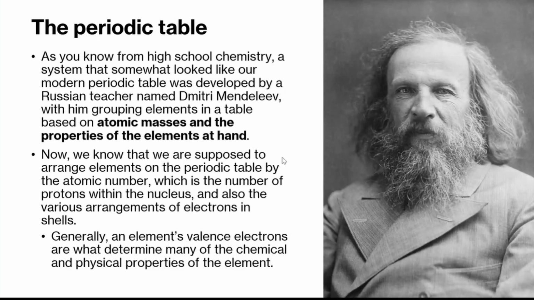So we're going to go over the periodic table at first. As you know from high school chemistry, Dmitri Mendeleev developed the periodic table, and he grouped elements in this table based on atomic masses and the properties of elements. Now, we know that we're supposed to arrange elements based on their atomic number, which is of course the number of protons within the nucleus. In addition, we also have to consider the arrangement of electrons in shells. Generally, if you want to determine many of the chemical and physical properties of an element, you have to consider the valence electrons, because those are the electrons that are mainly going to be involved in bonding and interactions.